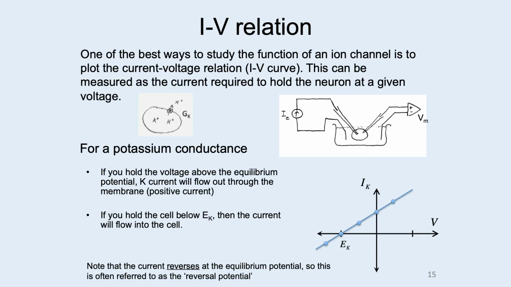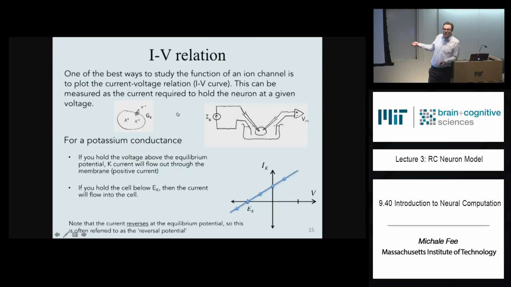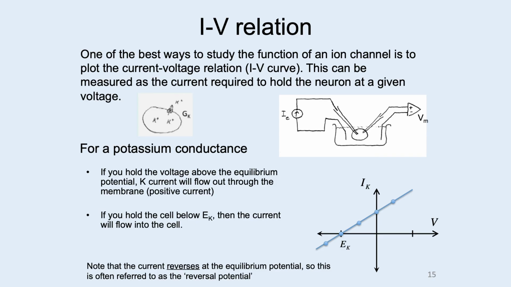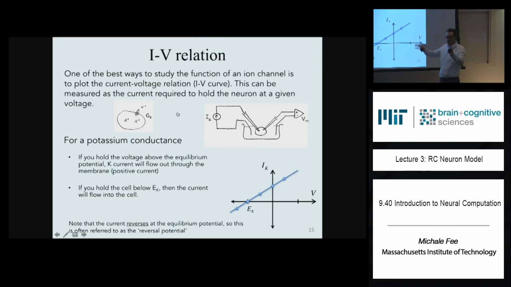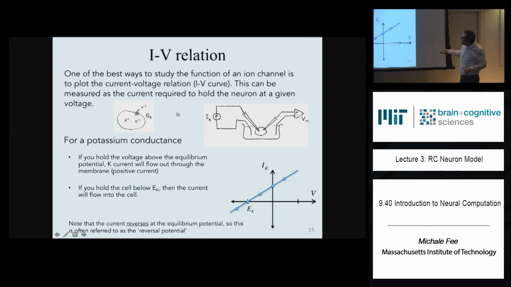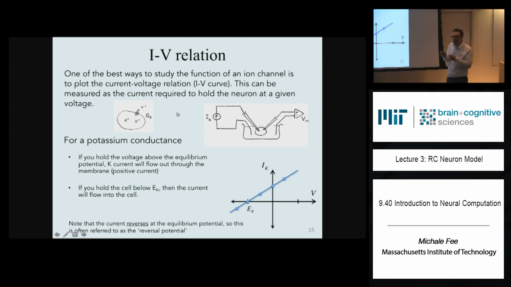So for a potassium conductance, if you hold the voltage positive above the equilibrium potential, potassium ions are going to flow out through the membrane. Is that clear? Let's hold the voltage at 0. Which way are ions flowing? So the ions are going to be flowing out. Okay? If you hold the voltage at EK, what happens to the potassium current? It goes to 0 because you're now at the Nernst potential.